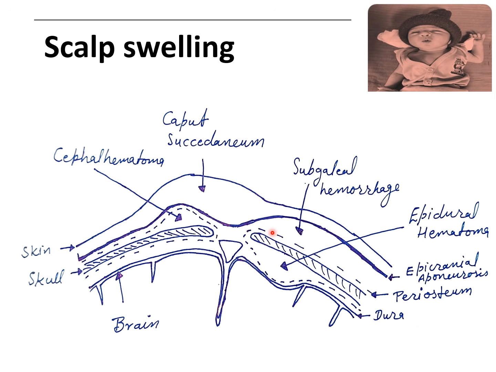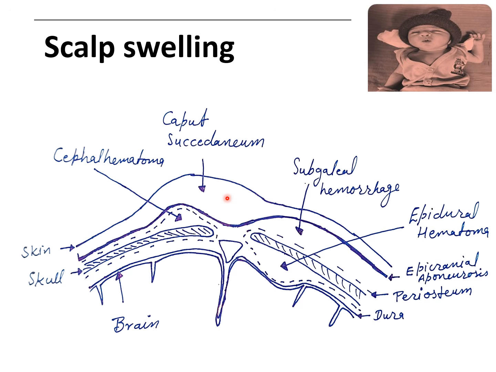By this image you can understand the scalp swelling. These are the layers of the scalp. First is the skin layer. Below the skin, this is the subcutaneous space. Below this is the epicranial aponeurosis, and this dotted line is the periosteum. This is the skull bone, and this is the periosteum, and this is the dura, and this is the brain tissue.